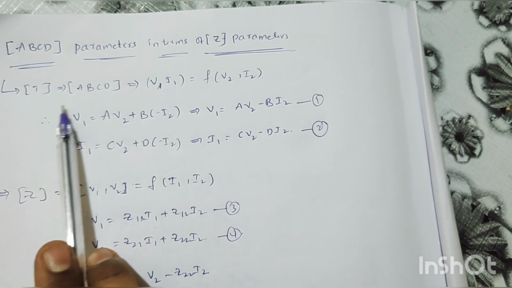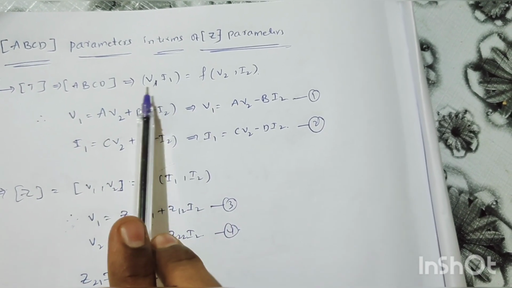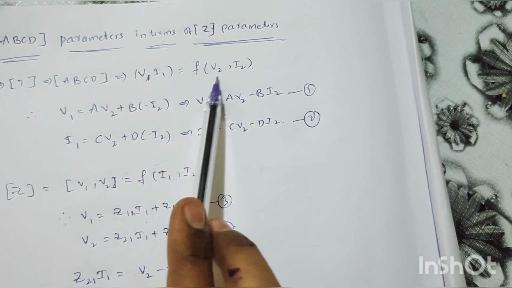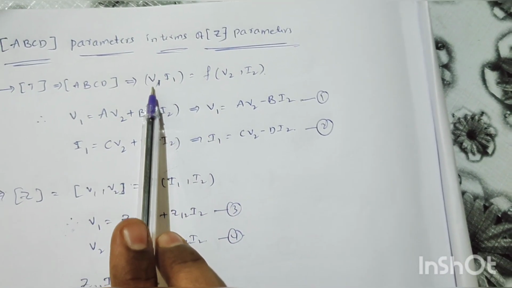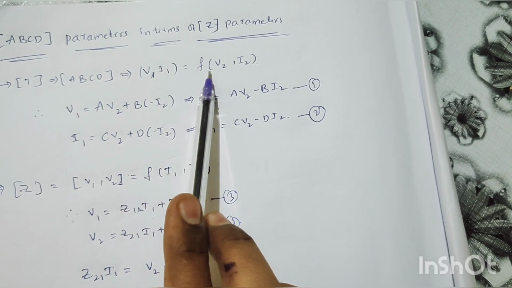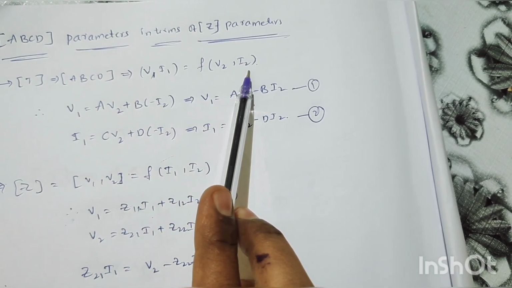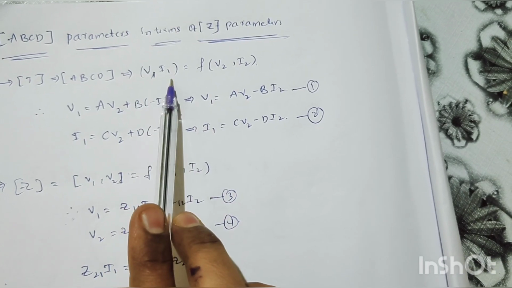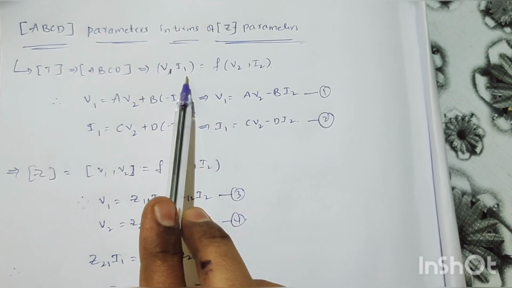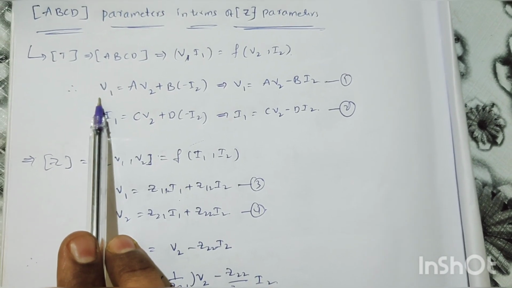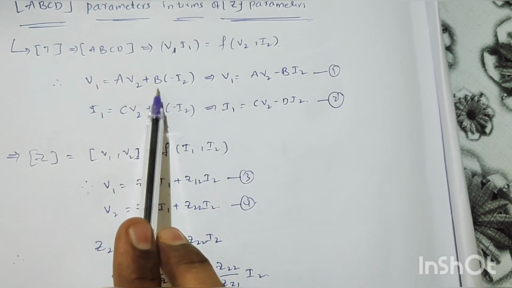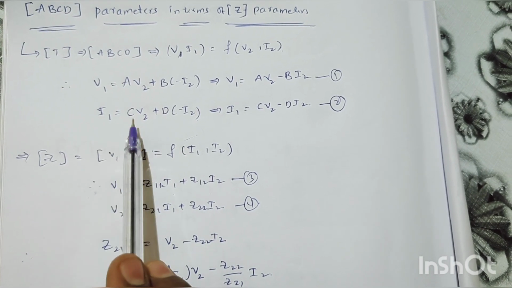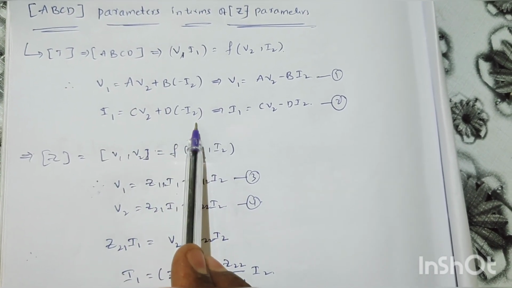This transmission parameters has four variables: V1, I1, V2, I2. In these variables, V1 and I1 we can express in terms of V2 and I2. Therefore, V2 and I2 are the independent variables, whereas V1 and I1 are the dependent variables. So we'll get the equations V1 is equal to A into V2 plus B into minus of I2. Similarly, I1 is equal to C into V2 plus D into minus of I2.